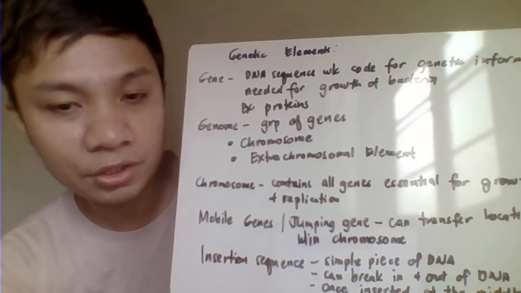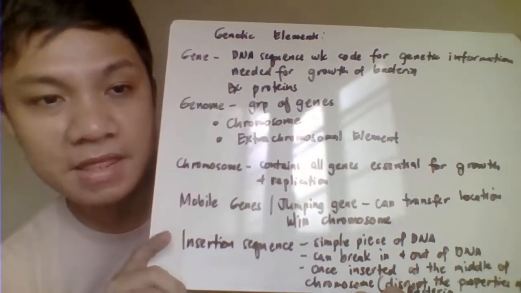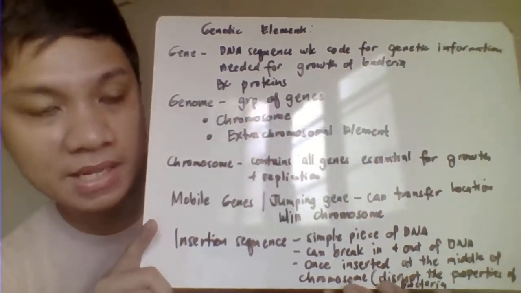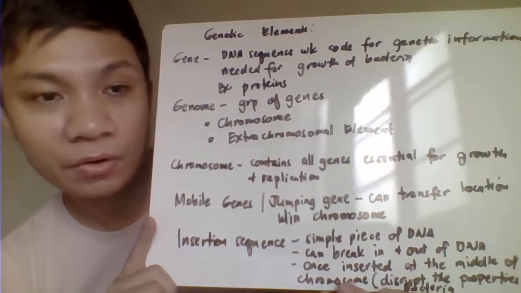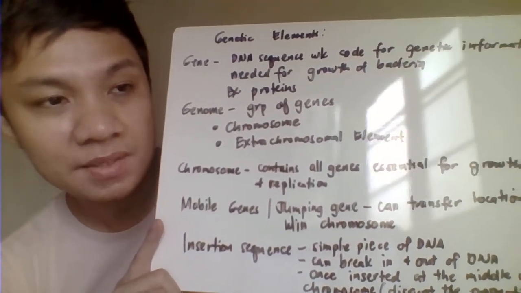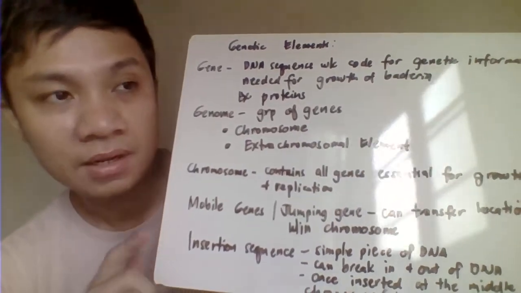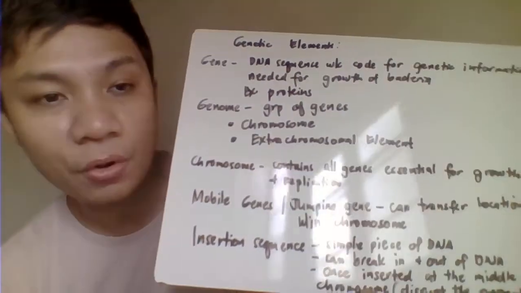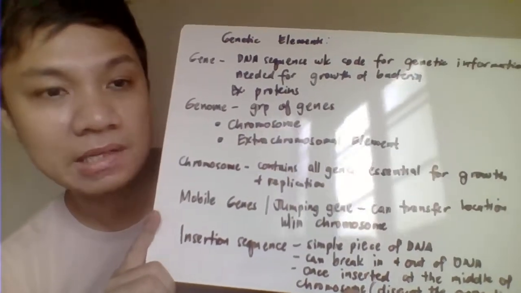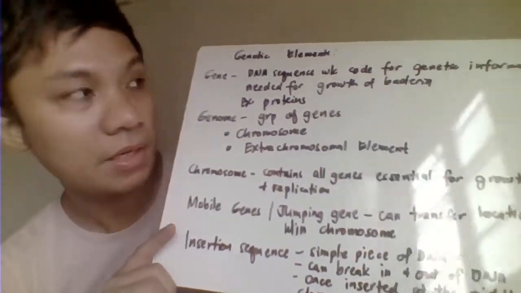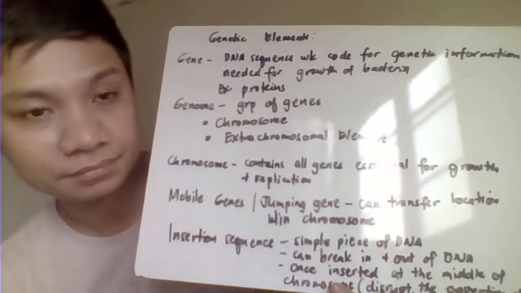The first one is the term gene. A gene is made up of a DNA sequence, and the genes comprise the entire chromosome. Each gene codes for genetic information that you need to transcribe and translate in order to produce a particular product. For example, the product is a protein.